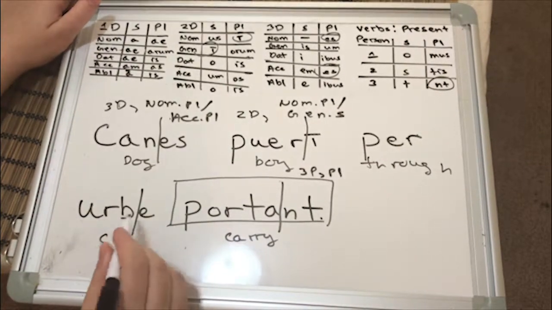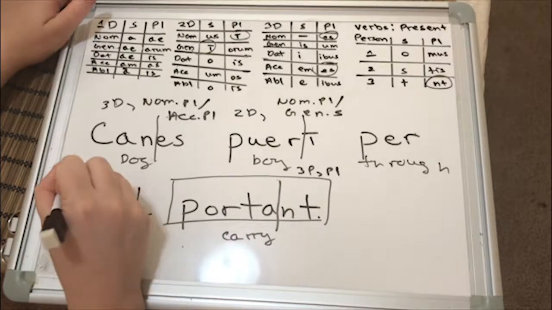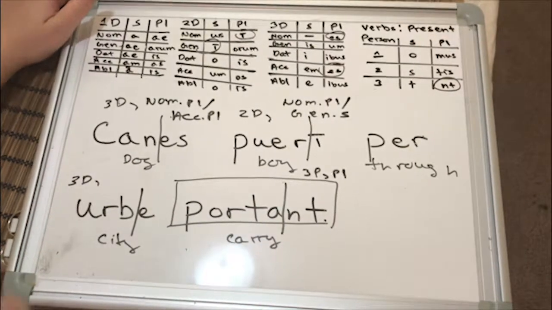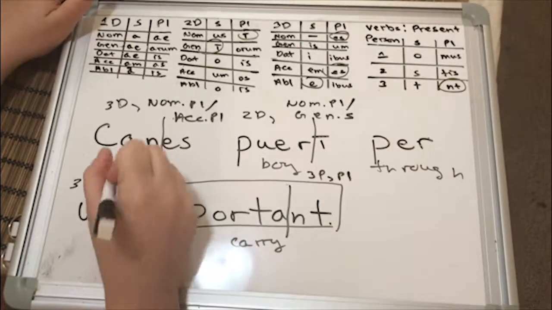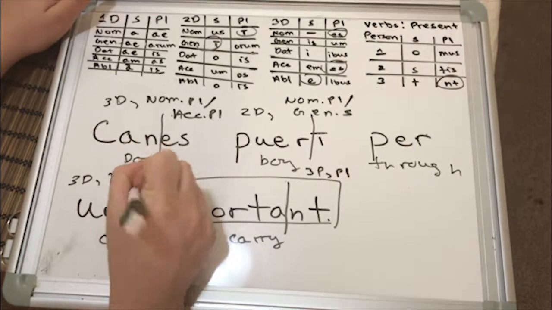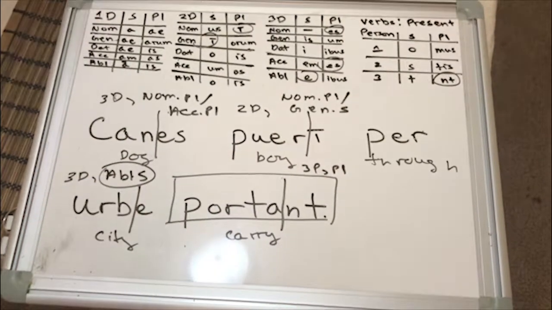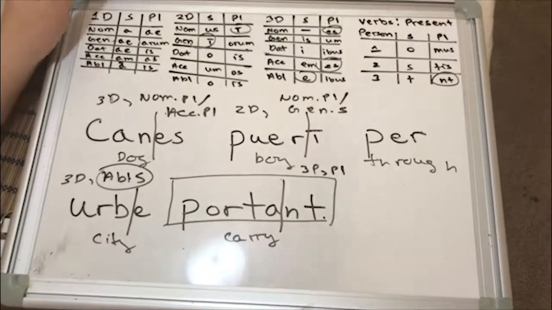And my last noun is urbe. This is a third declension noun. Unfortunately, in my third declension chart, there's only one option this time, so this noun has to be ablative singular. We'll circle ablative singular so that we remember that this absolutely has to be the case it is in this sentence.